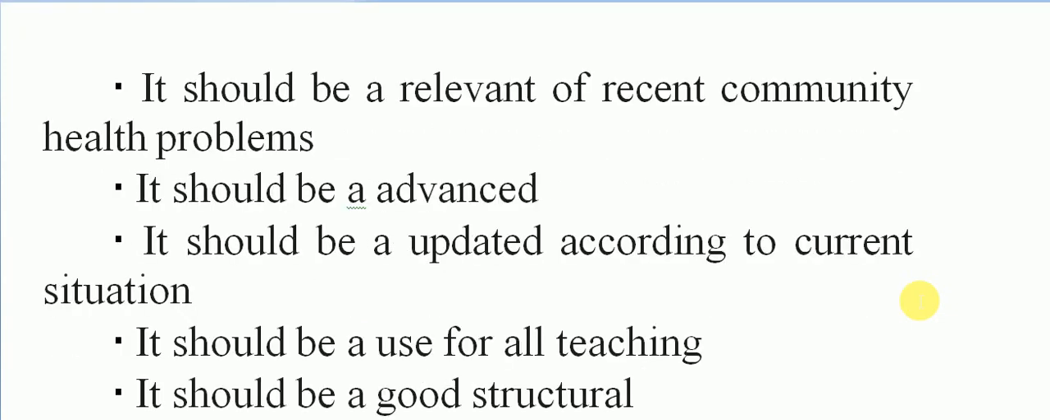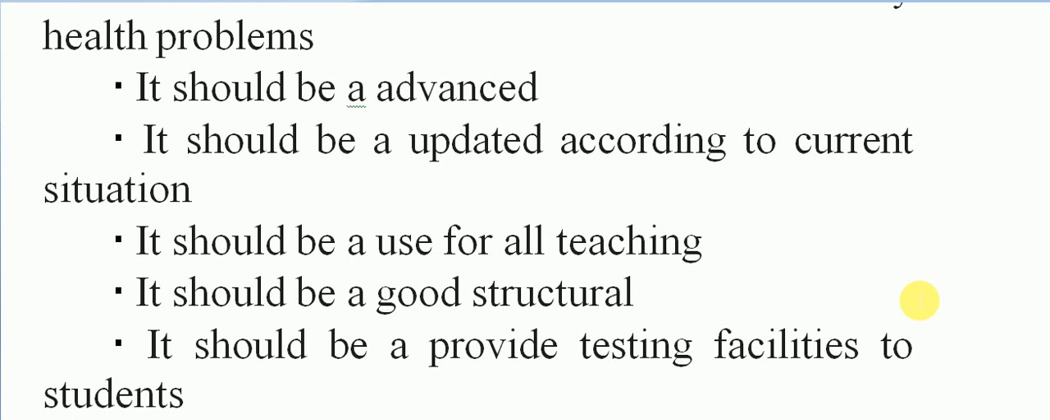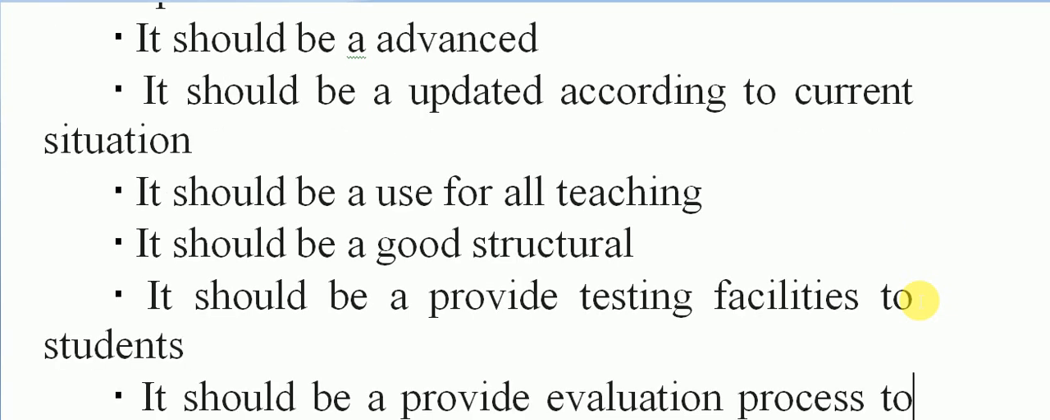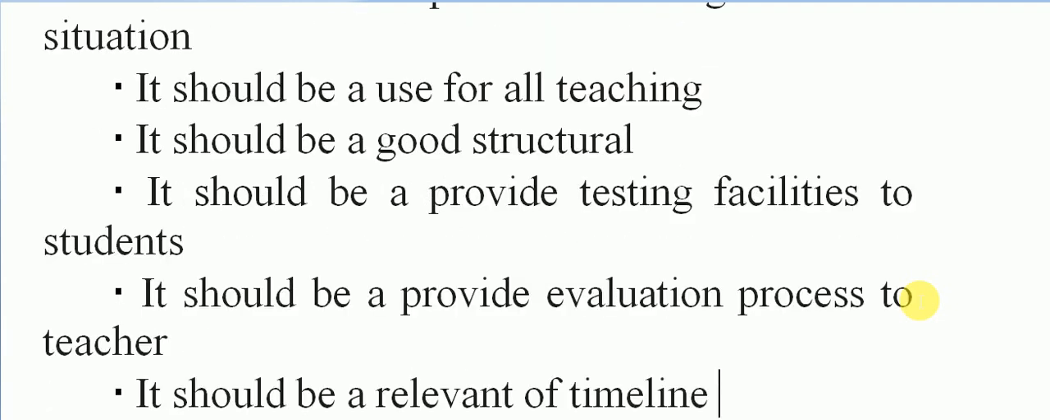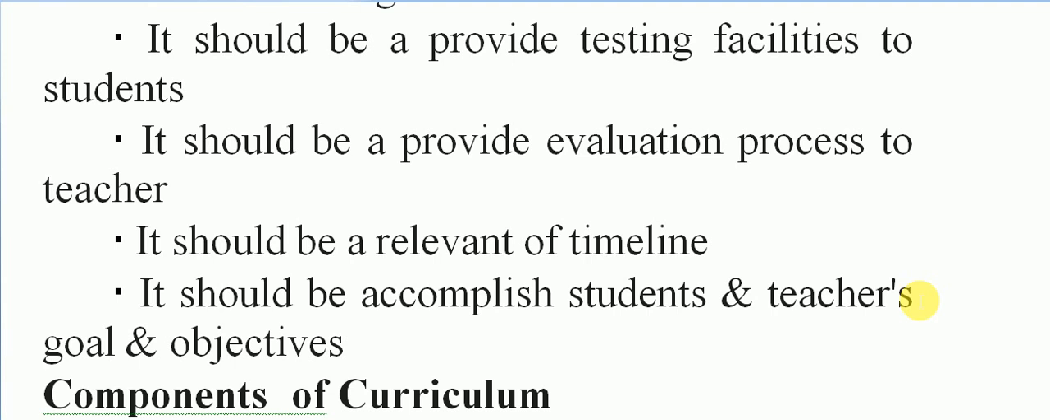It should be useful for all teaching. It should be well structured. It should provide a testing facility to students. That means it should provide an evaluation process for the teacher. It should be relevant to a timeline. The curriculum must have a timeline. For example, if anatomy physiology is 350 hours, community is 210 hours. That means it should have a timeline. It should complete the student's and teacher's goals and objectives.